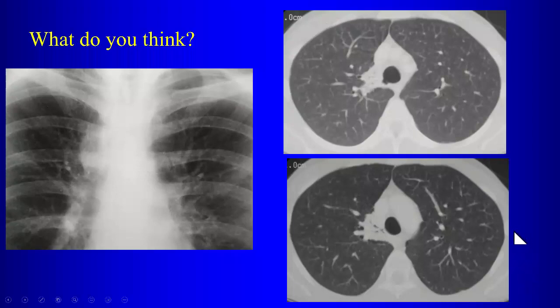Now look at the CAT scan and tell me what's going on. Fistula with what? So you think there's a fistula between the trachea and the lungs? What do we call those natural fistulas between the trachea and the lungs? Bronchi. So your diagnosis here would be? Tracheal bronchus, yeah. This is a tracheal bronchus, and it's branching. That's what you're seeing here.